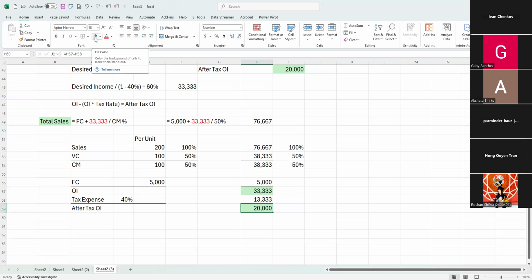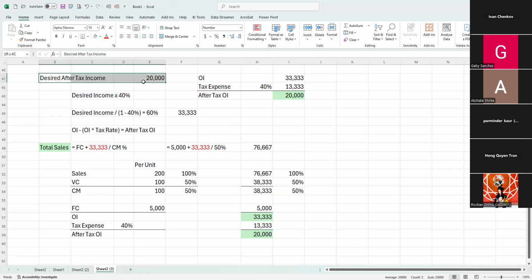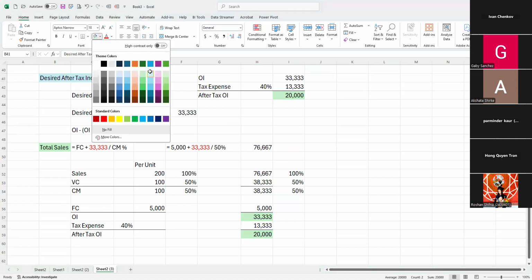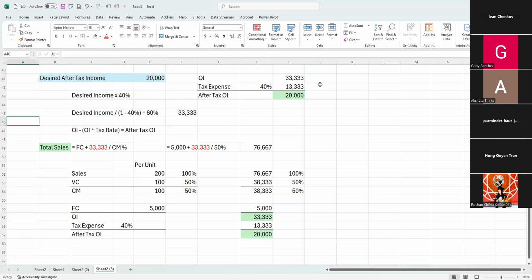Make sense? Yes. So if your desired operating income now is $20,000, now you have to do multiple calculations here. First, you have to come up with the operating income before taxes. And once you get the operating income before taxes, use that number in the formula to get the 20,000 that you wanted. Otherwise, you're not going to get it.